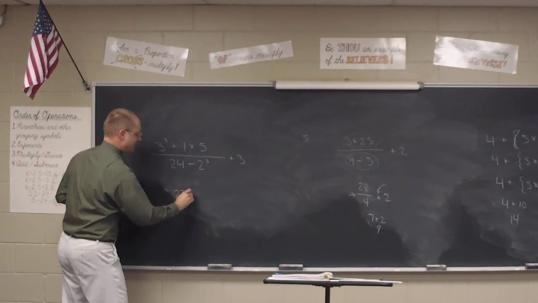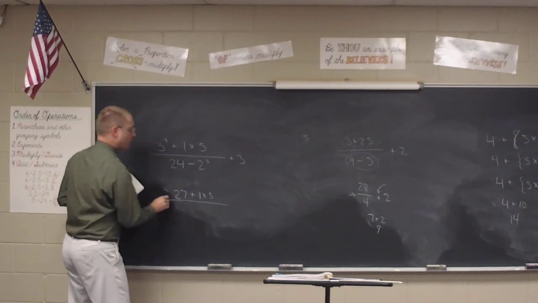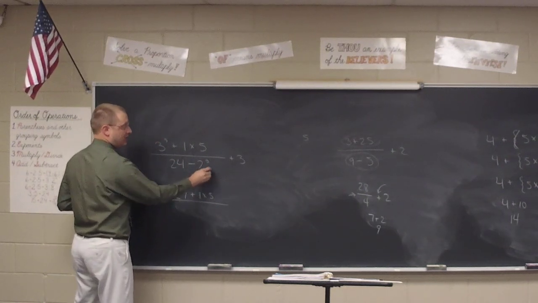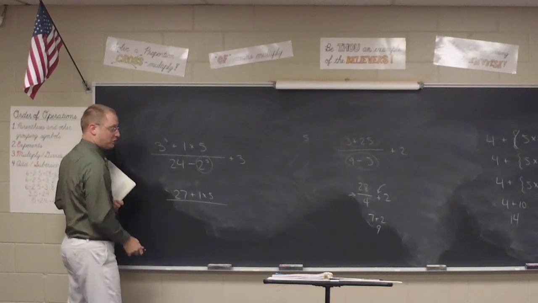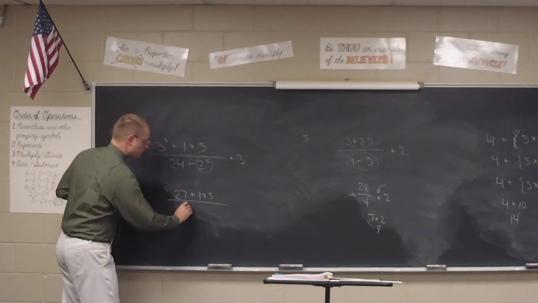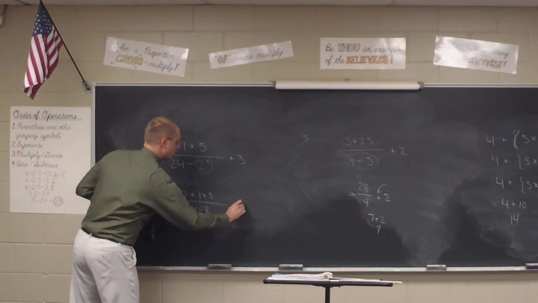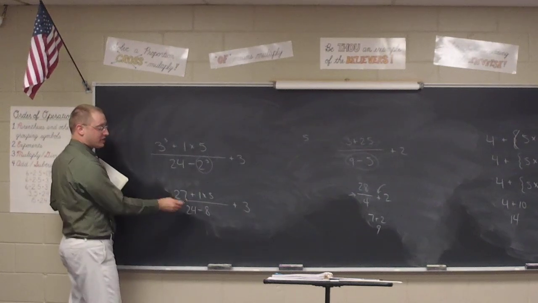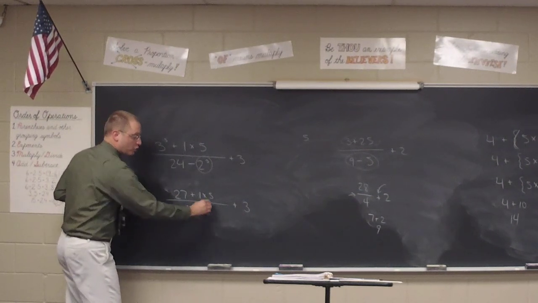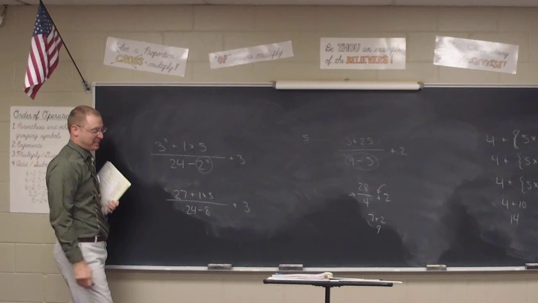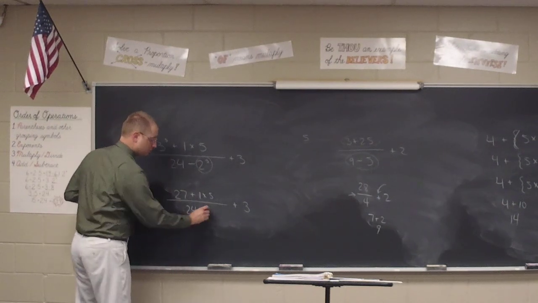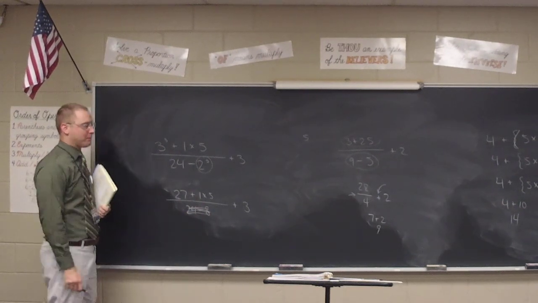So we end up with a 27 plus 1 times 5. Well, tell you what, at the same time, let's take care of this exponent in that grouping symbol. 2 cubed? 8. So we end up with a 24 minus 8, all plus 3. Now, in the denominator, there's only one step left, right? This grouping symbol only has a subtraction, so we get 24 minus 8 is 16.